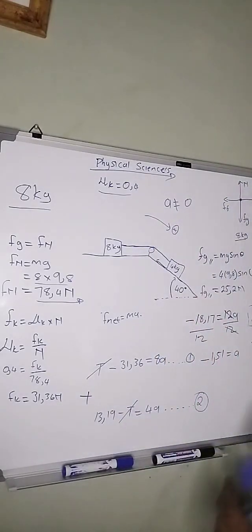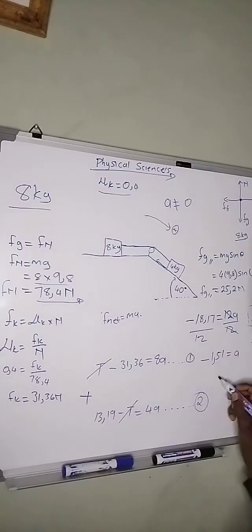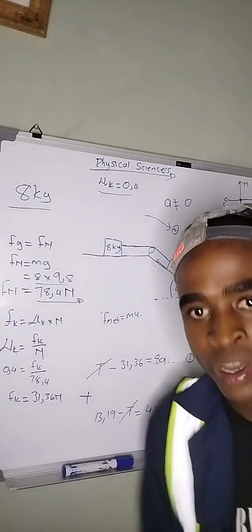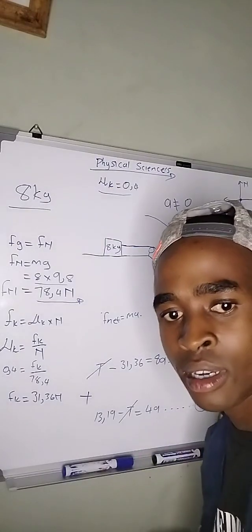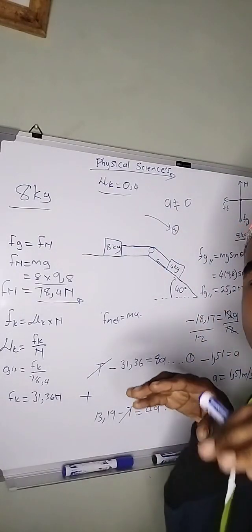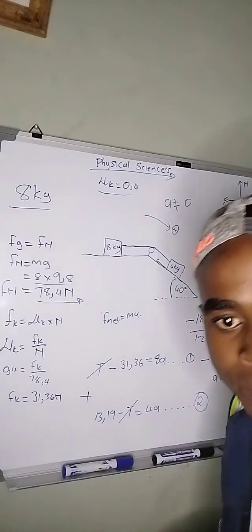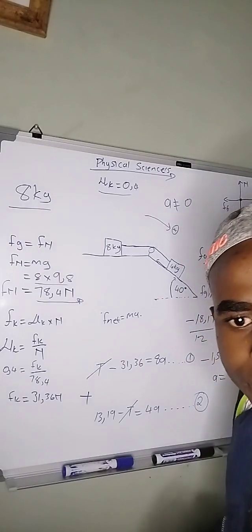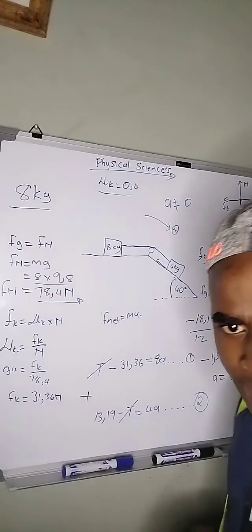So this is going to be a equals 1,51 meters per second squared, in the opposite direction. We are done. It is deceleration, which means, yeah. Do you get it?